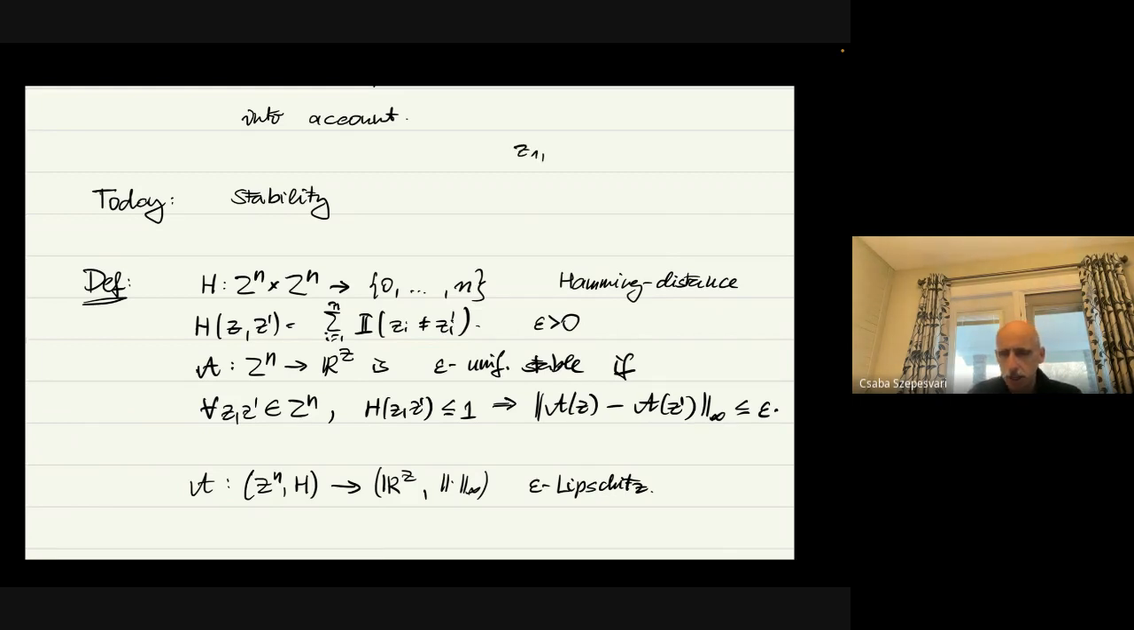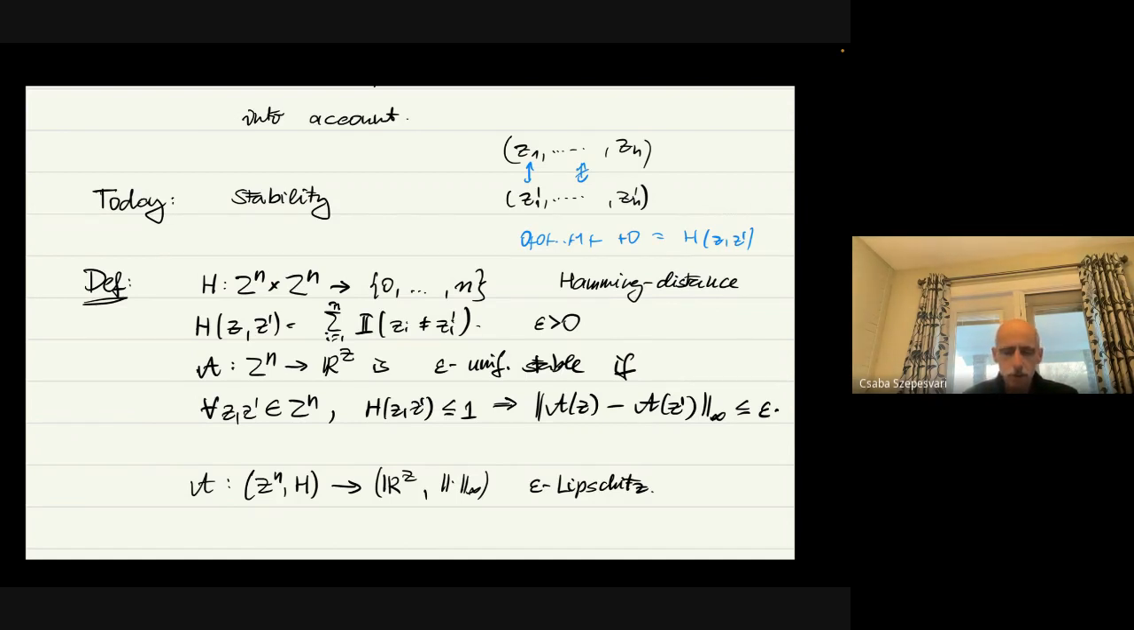You have Z1 to Zn, you write it down, and you write down below it the other one. Then you look at whether they are the same. If they are the same, then no cost. If they are different, then there is a cost. So you create all these indicators, you sum them up, and there comes the Hamming distance between these two n-tuples. Okay, so that's the Hamming distance.